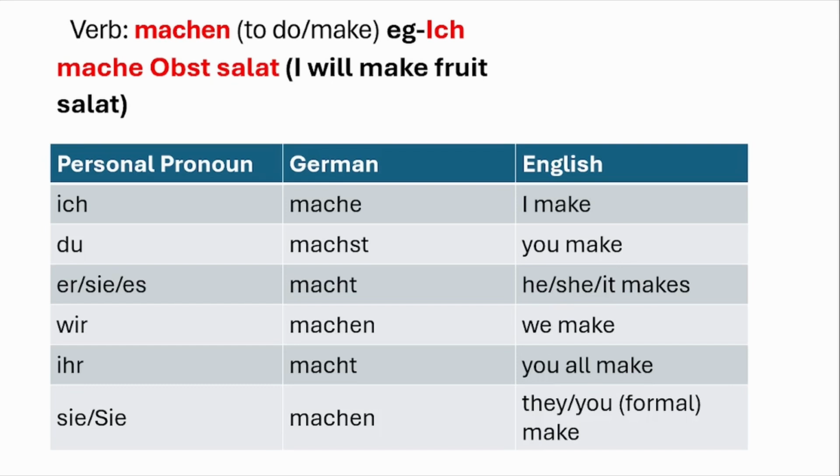So let's give you an example. Ich mache Obstsalat. Obst means fruit. Salat means salad. So I will make fruit salad.